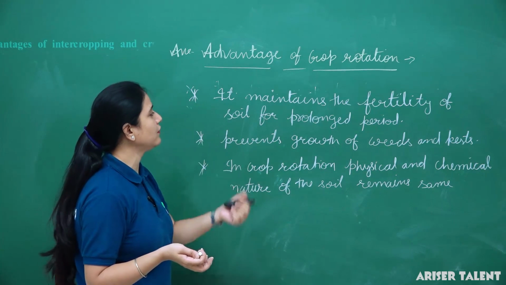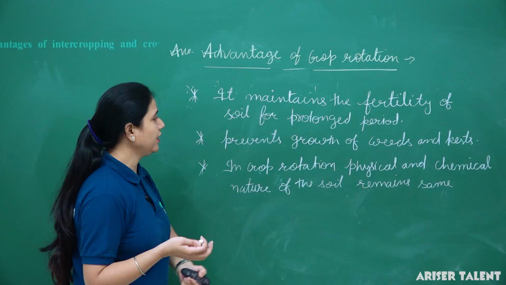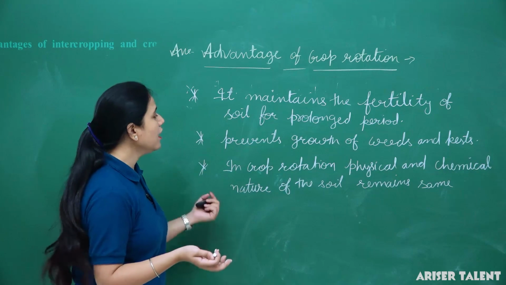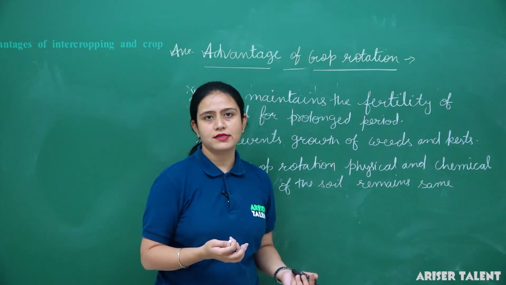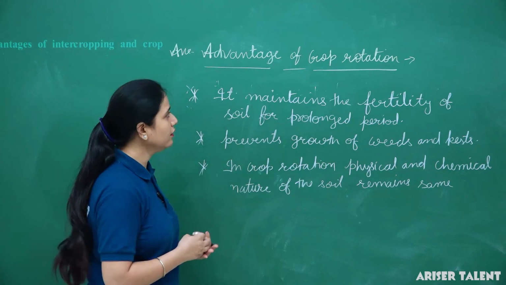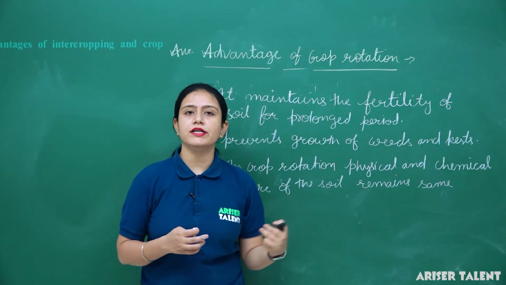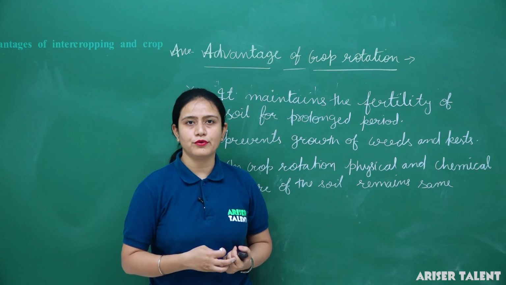What are they? It maintains the fertility of soil for a prolonged period. It prevents growth of weeds and pests, and in crop rotation generally the physical and chemical nature of the soil remains the same, or it does not change. Clear? So these are the advantages of intercropping and crop rotation.